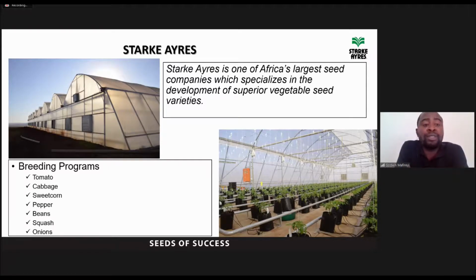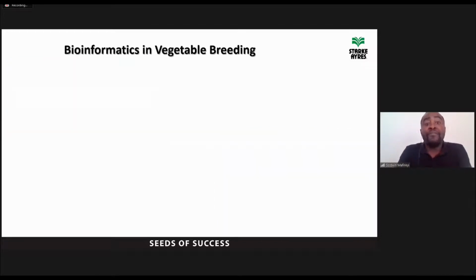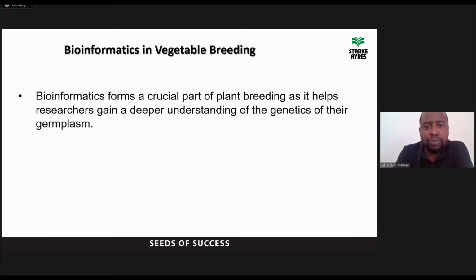So to support the work that these breeders do to produce these high quality seeds, we have a genetics and pathology research facility in Kempton Park, Johannesburg. So we do this to help the breeders understand the genetics of their plants, as well as how the plants interact with the pathogens that might attack them. So bioinformatics forms therefore a crucial part of the genetics department.